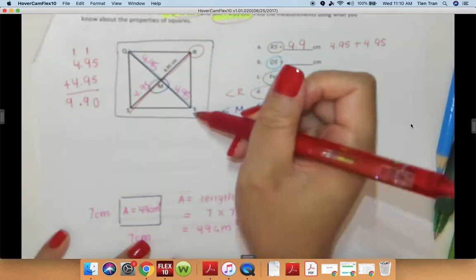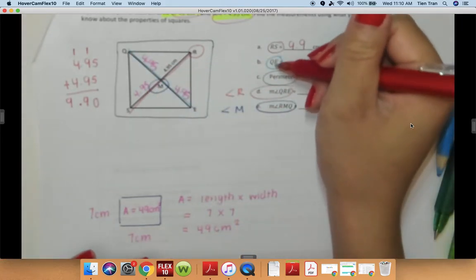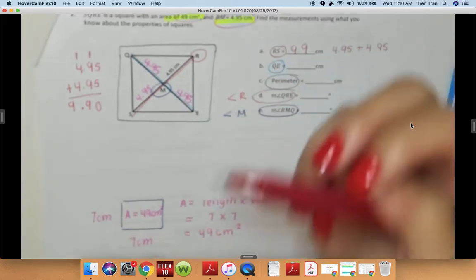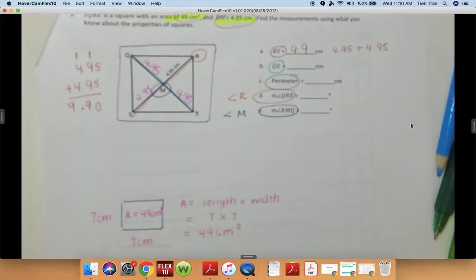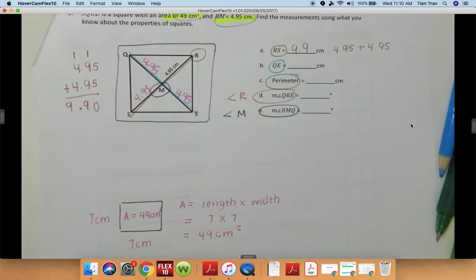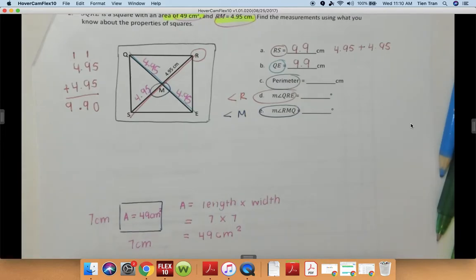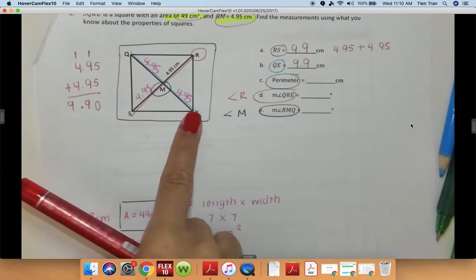Now they asked me for QE. I know that RS and QE are the same because I told you this is 4.95 and this one is also 4.95, because they are congruent or equal to each other. So it's 9.9 centimeters for measurement QE line.